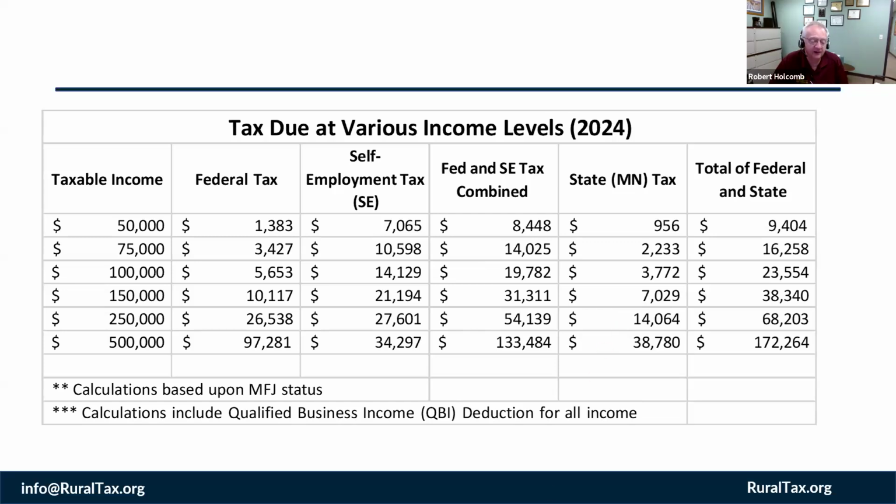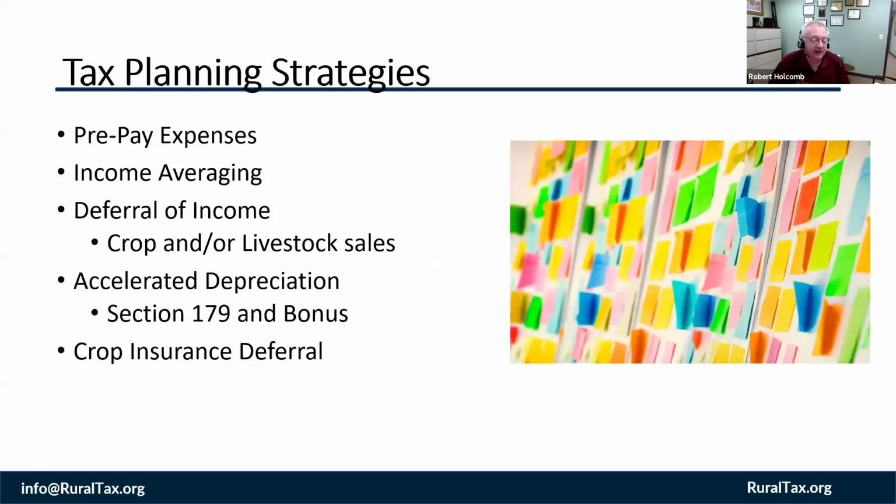Okay, tax planning strategies. I'm looking at the clock here, and we're going to move along. The things we're going to talk about are prepaying expenses, income averaging, deferring sales, accelerated depreciation, and the crop insurance deferral, which we've already talked about.